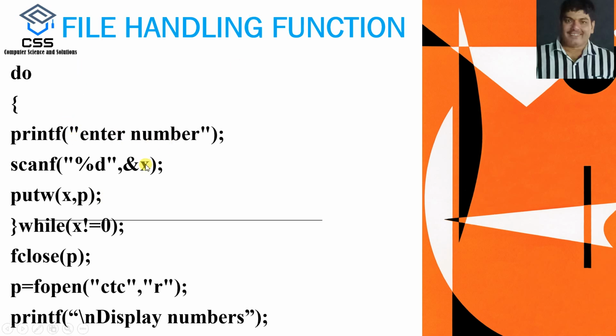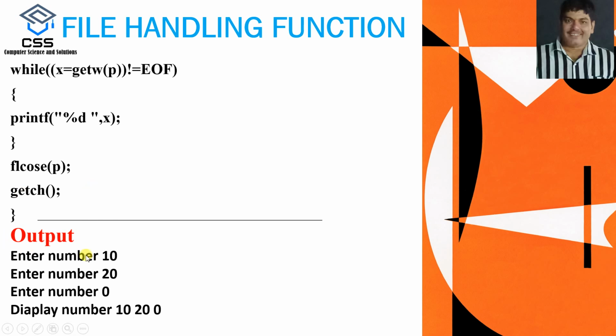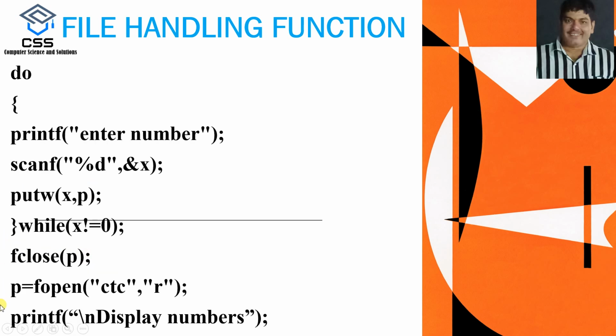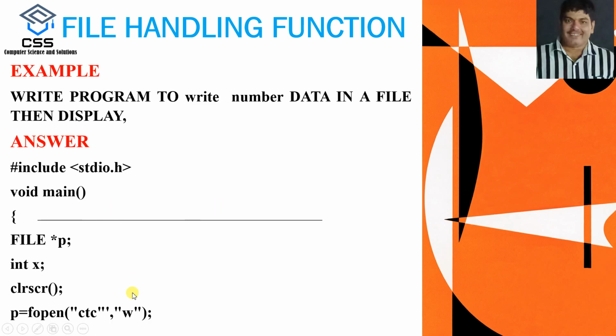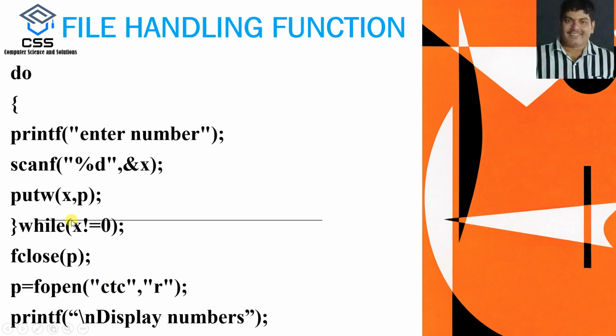Suppose I enter the number 10 as output, then 10 will be written. The variable 10 is written in P, where P is the file pointer and the file name is ctc. You can change it. Then again check 10 not equal to 0. Yes, the next number will be entered. Again write, and when 0 is entered, it comes out of the loop. The file is closed because writing is completed.